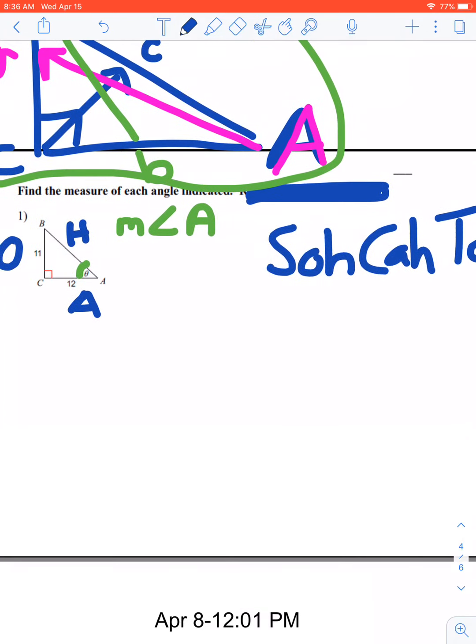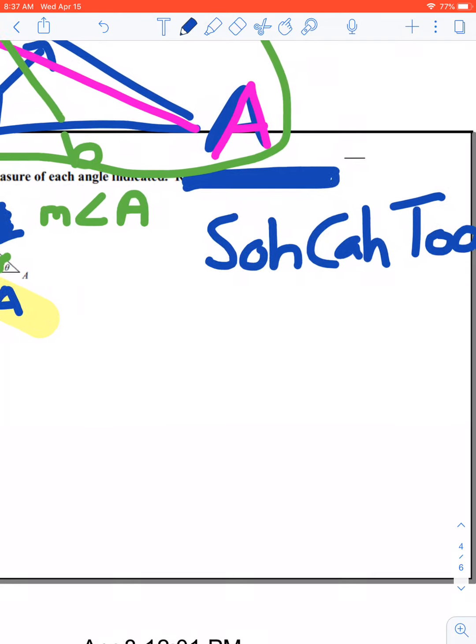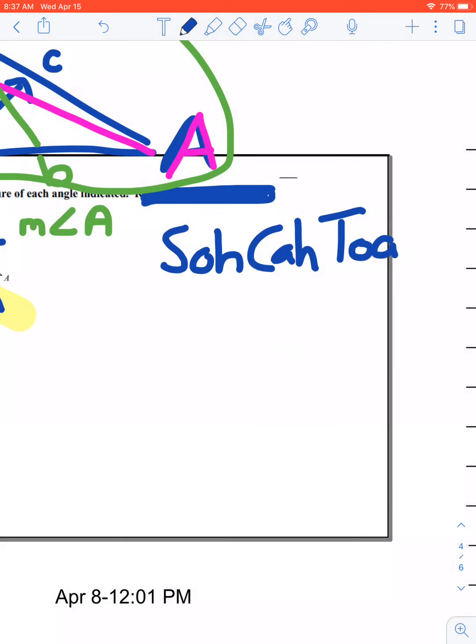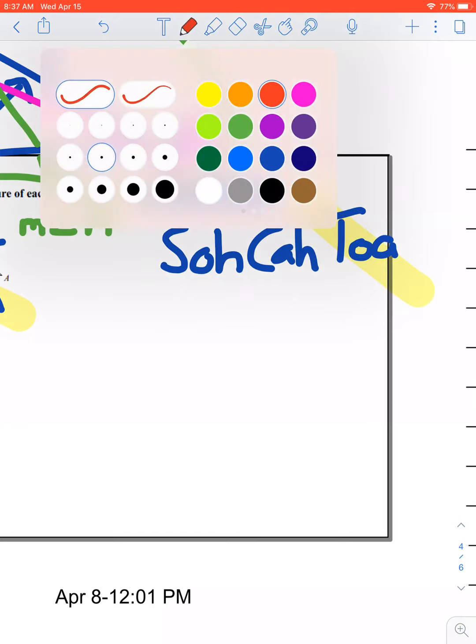So I have O that I know, and I have A that I know, and I know nothing about H. So you can cross that off if you want to. What trig function goes with O and A? Well, I'm going to go over and look, and oh, it's TOA. It's tangent. So I'm going to use tangent to solve this problem.